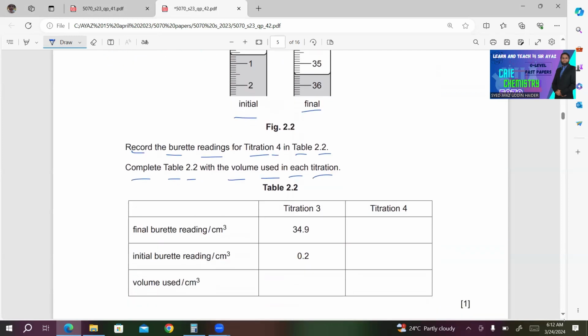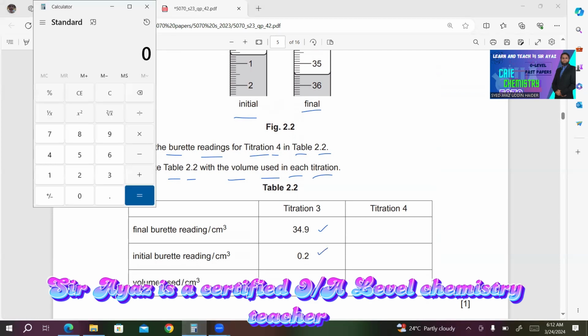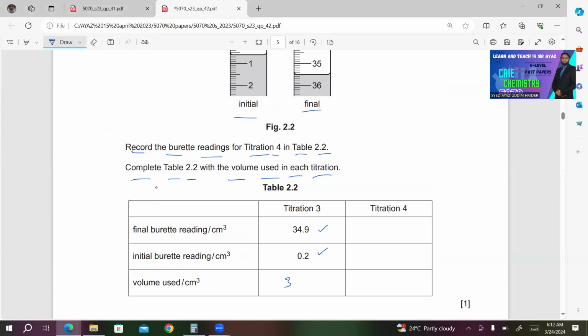So for titration 3, the final burette reading is 34.9 and the initial burette reading is 0.2. 34.9 minus 0.2 gives 34.7. So this will be the volume used for sample B. What about titration 4?